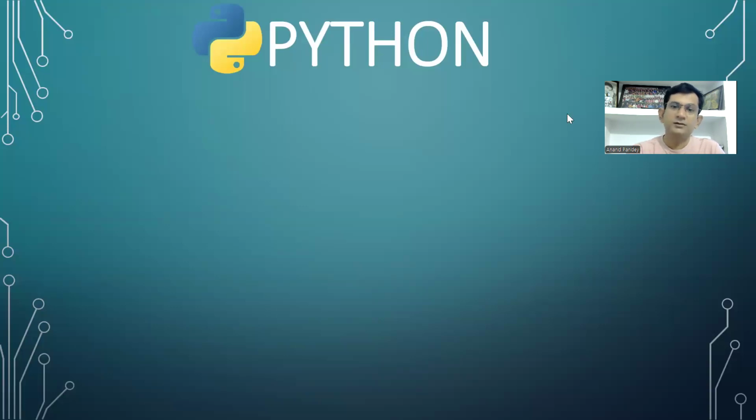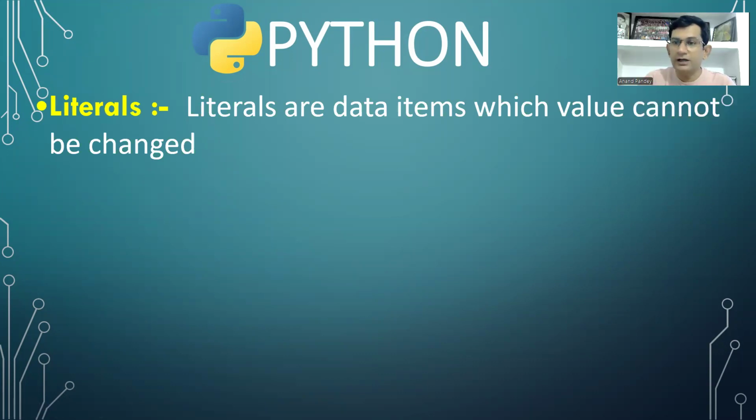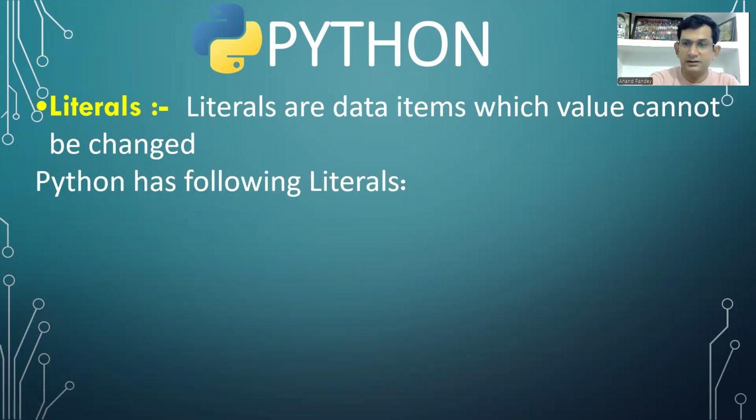Literals are data items whose value cannot be changed. As I told, literals are also called constants. Constants, you know very well, means the value cannot be changed. That is called literals. So literals are data items whose value cannot be changed. Python has the following literals.